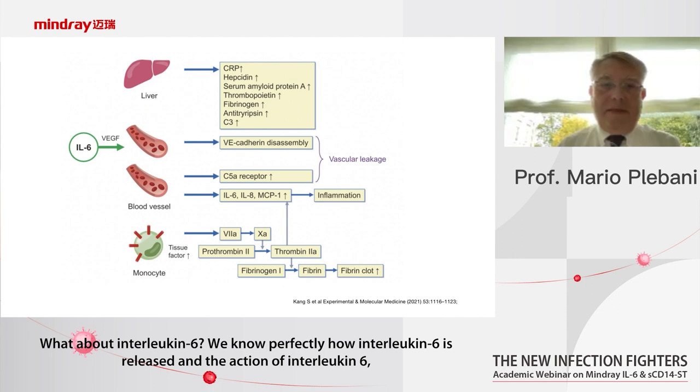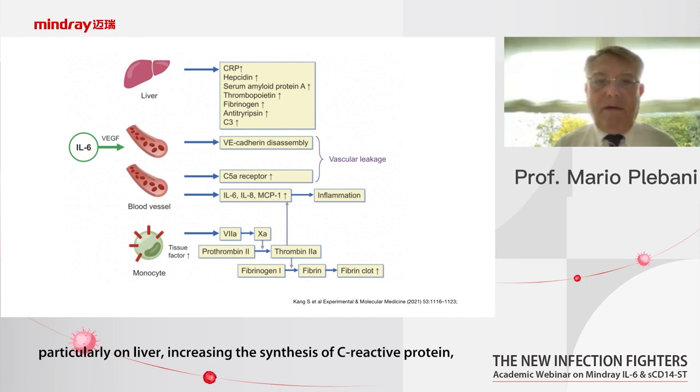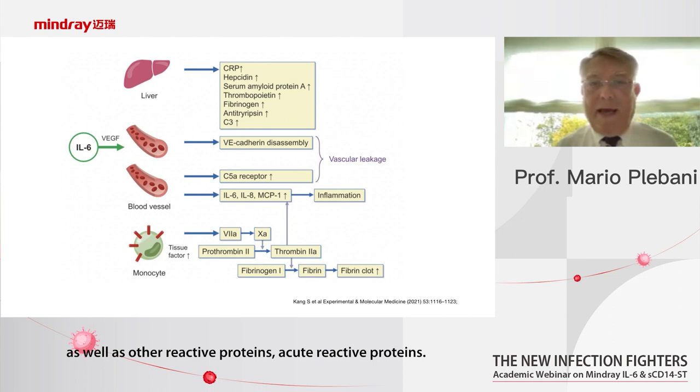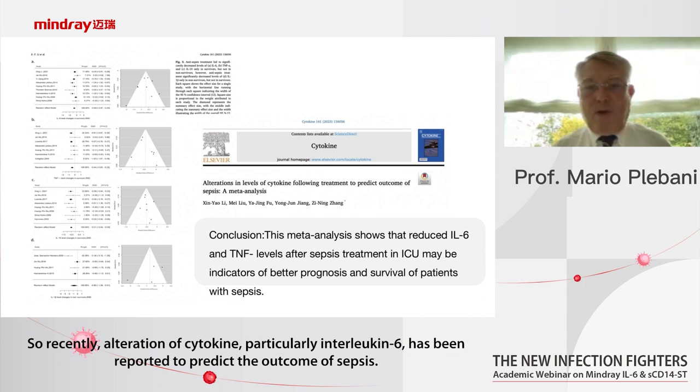What about interleukin-6? We know perfectly how interleukin-6 is released, and the action of interleukin-6, particularly on the liver, increasing the synthesis of C-reactive protein as well as other acute phase reactive proteins. We know the role on blood vessels and on monocytes. So recently, alteration of cytokines, particularly interleukin-6, has been reported to predict the outcome of sepsis.